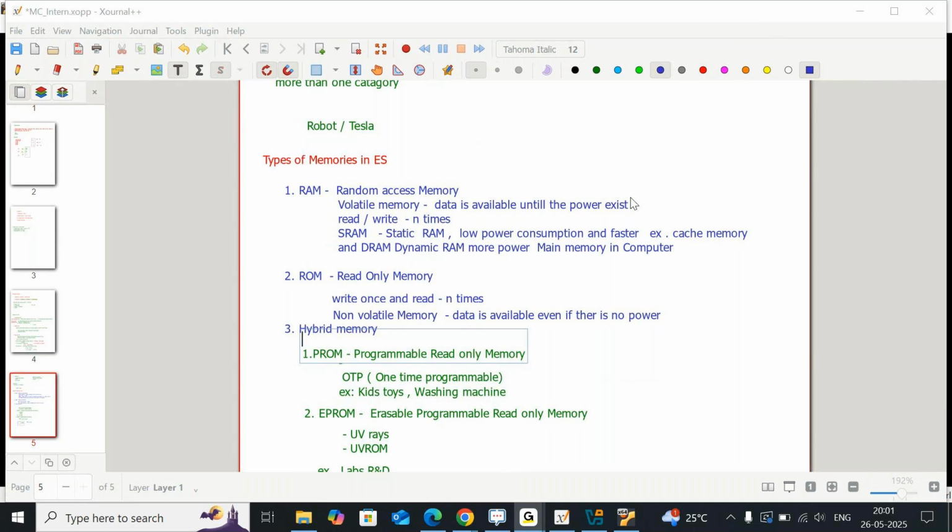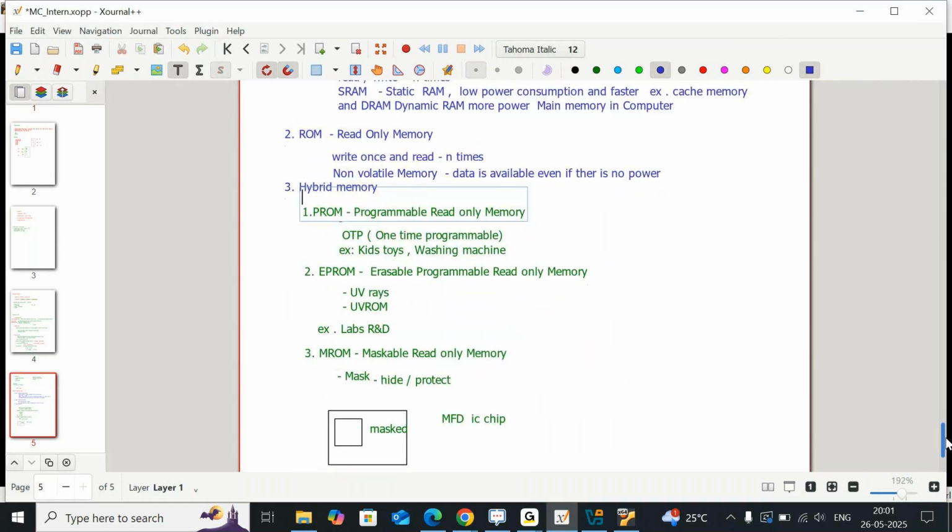One second. MROM means maskable ROM. Mask means we can say it's hiding the product. If the manufacturer decides to hide some information from the user, they can write it in the mask ROM. For example, the manufacturing details the user should not modify. They can read, they should not modify. Those types of memories used to write manufacturing details or IC numbers come under mask ROM only. I'll provide that. Wait, I'll complete this hybrid memory.